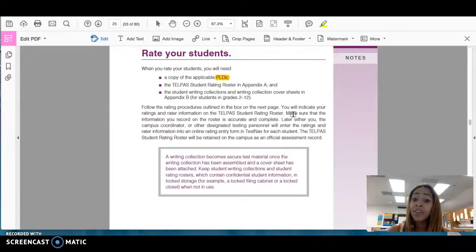Remember that the TELPAS writing samples are confidential and to lock up your folders. We don't want to leave them out anywhere.